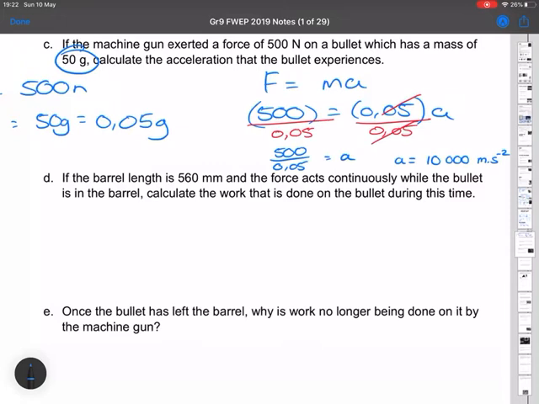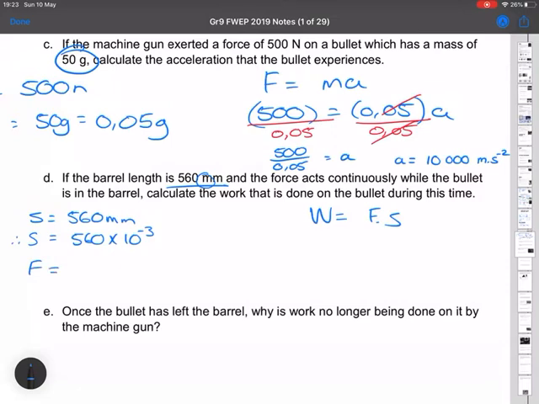Okay, so if the barrel length is 560 millimeters, not an SI unit, and the force acts continuously while the bullet is in the barrel, calculate the work that's done on the bullet during this time. So let's calculate the work done. Okay, so work is equal to force times distance. The distance is 560 millimeters. And if you convert millimeters to meters, it's 560 times 10 to the minus 3, or 0.56 meters.